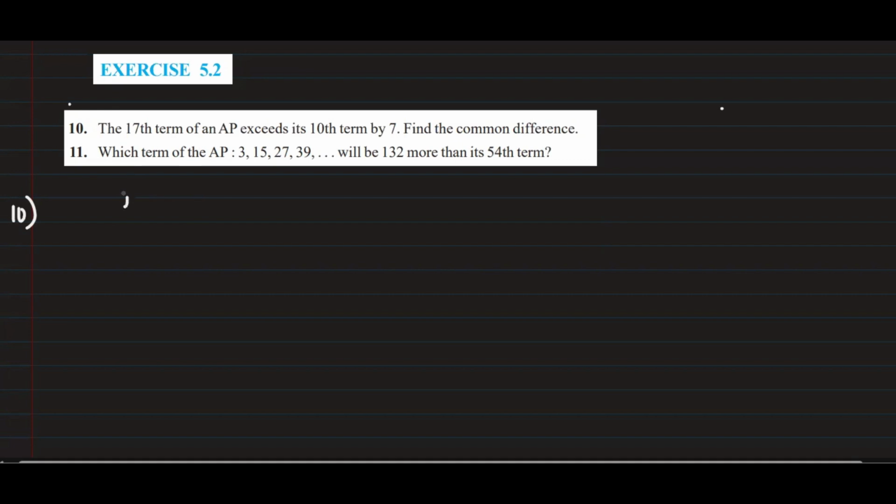And what is given? The 17th term, that is A17, exceeds the 10th term. So A17 is greater. So A17 minus A10, that is, they have given us the difference between the value of A17 and A10, which is equal to 7.